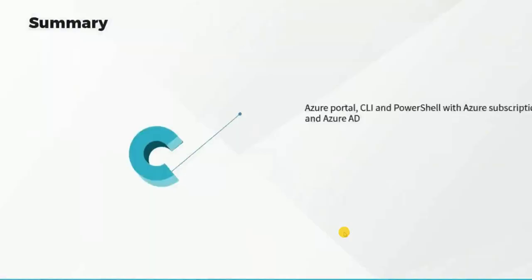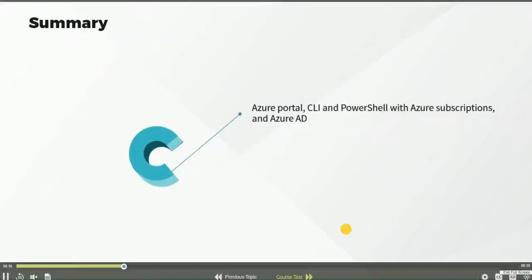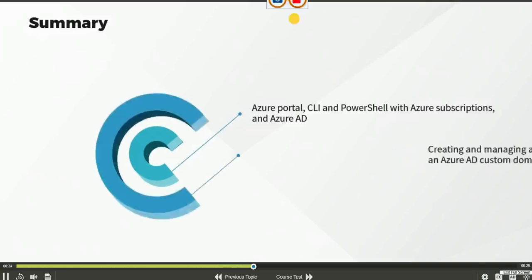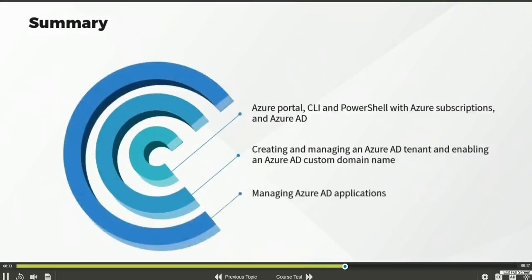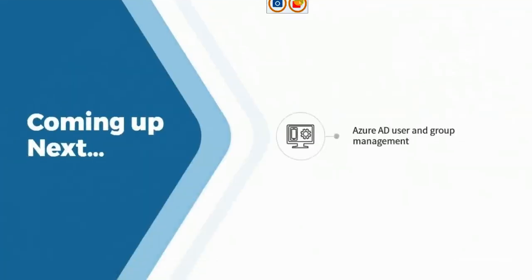So in this course, we've examined how to manage Azure AD subscriptions, tenants, administrative units, custom domain names, and applications. We did this by exploring the Azure portal, CLI and PowerShell with Azure Subscriptions and Azure AD. We created and managed an Azure AD tenant and enabled an Azure AD custom DNS domain name, and we managed Azure AD applications. In our next course, we'll move on to explore how to manage Azure AD users, groups, devices, apps, and licenses.